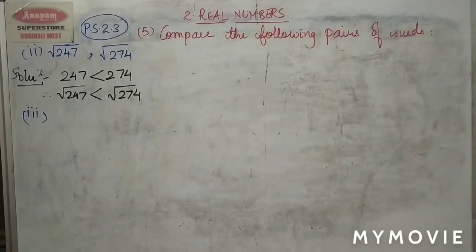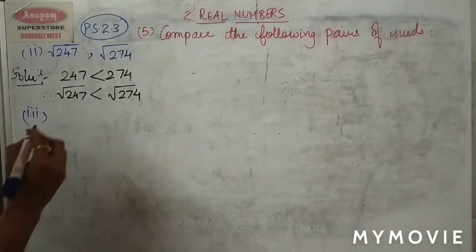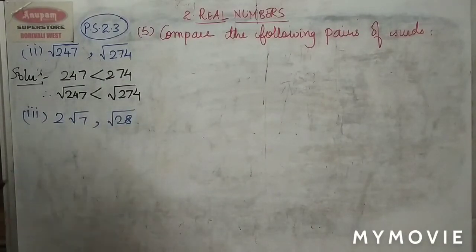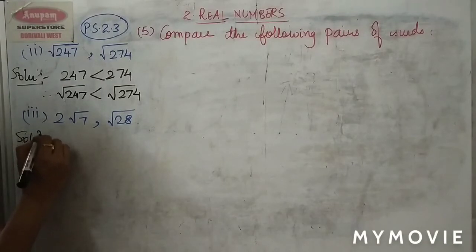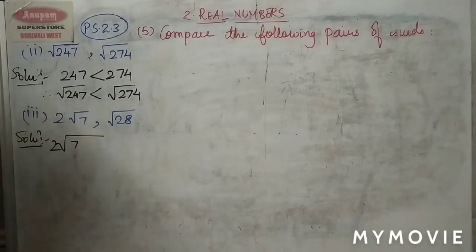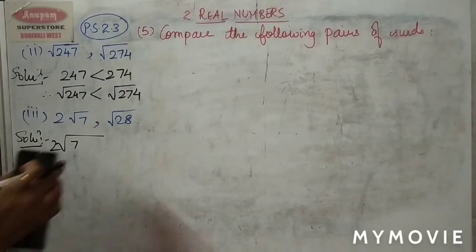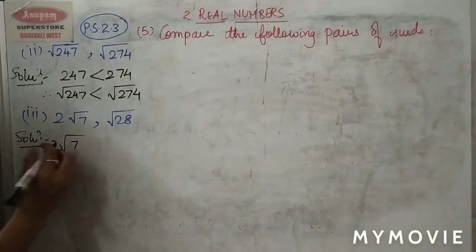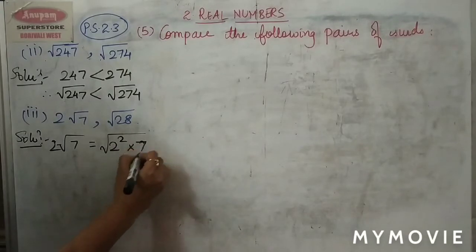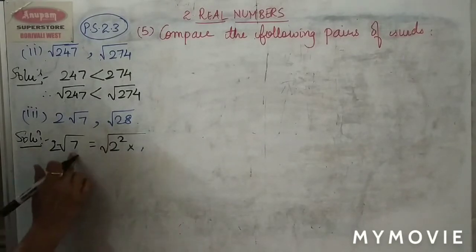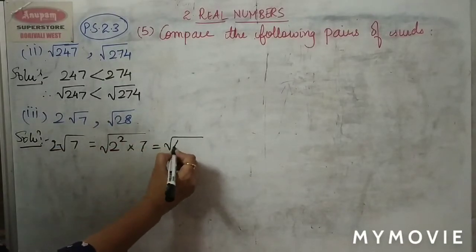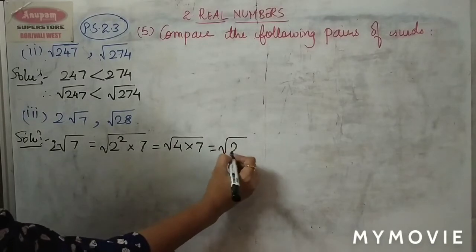2 root 7 and root 28. Now, what happens to this 2 root of 7? See, I told you that you cannot keep any number outside. So for this 2 root of 7, we take this 2 inside. When we take this 2 inside, it gets squared. 2 squared into 7. This 7 was already inside and this 2 went inside, so it became 2 squared. So the square of 2 is 4 into 7, which is 28.